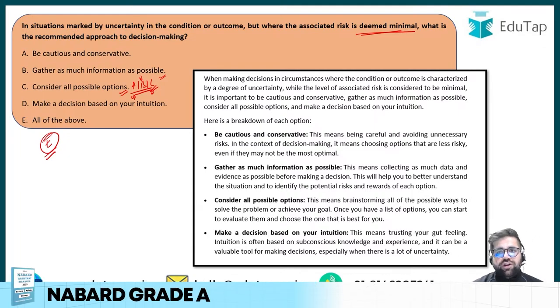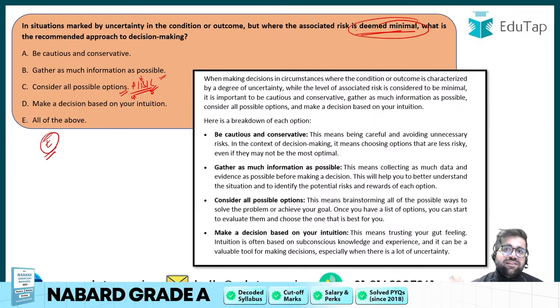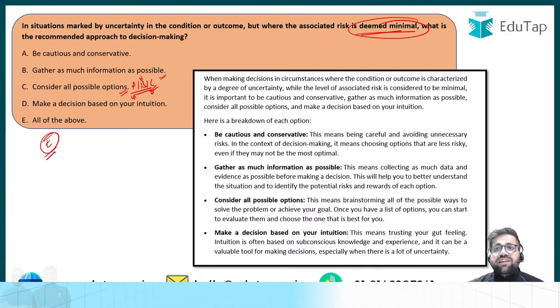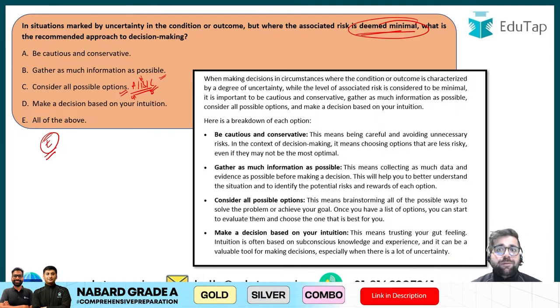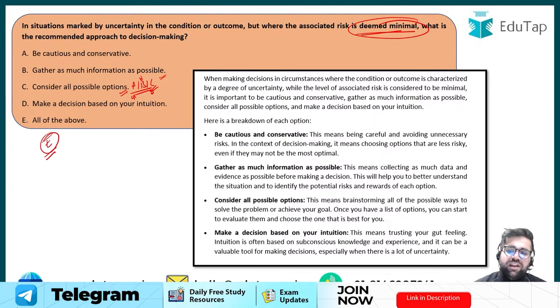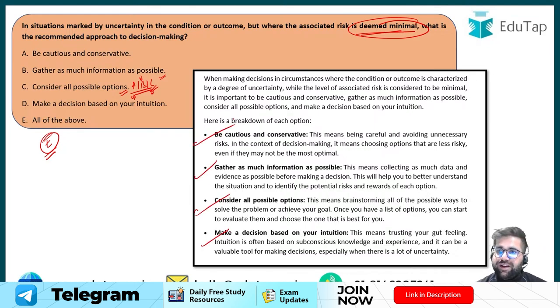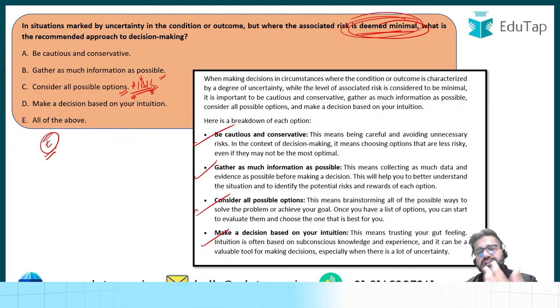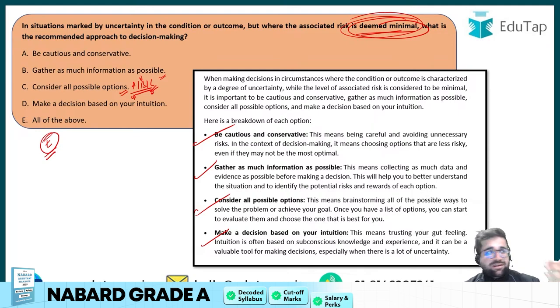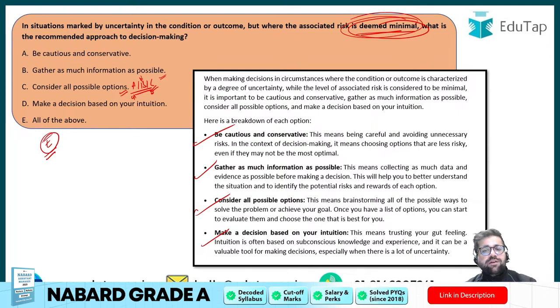Make decision based on your intuition, because the risk is minimal. Sometimes some people are like, let's do this. If something happens, we will see. But if something doesn't happen, then also we will see. So some people will make a fast decision using their intuition. On that particular connotation, the answer should be option E, because all the options are considered valid when you have a minimal risk. Do remember, in decision making you have to take multiple viewpoints. It's not that you will just follow your own viewpoint. Rather, you have to follow the viewpoint of multiple people.